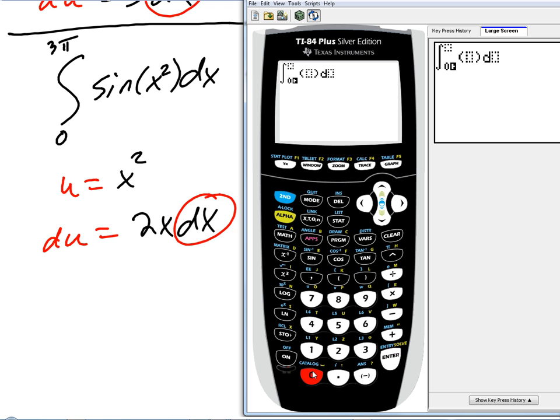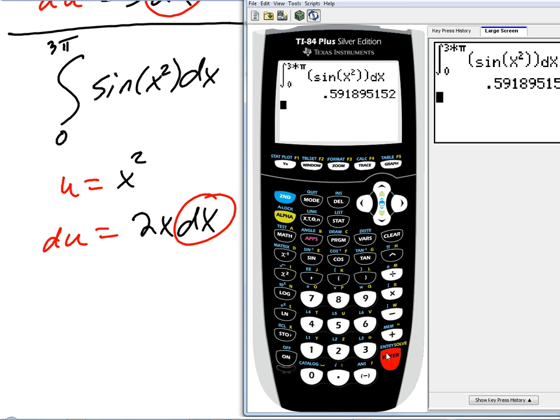We're just going 0 up to 3 pi, and then sine x squared dx. Right. And if I hit enter, it'll think about it for just a second, but it's a lot quicker doing it this way. Well, maybe it's not. I thought it would be. The D's already there. You just fill in the blank. And it gives you the same answer.